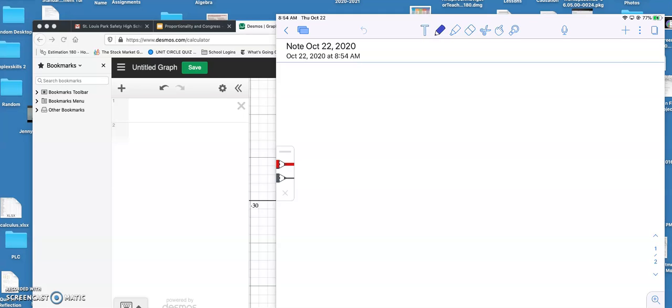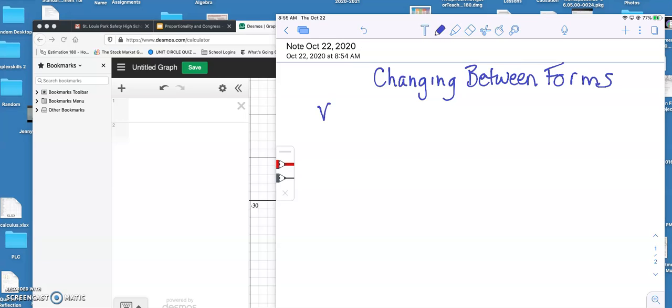So today we're going to talk about changing between forms of a quadratic. We've talked about two forms and we're going to add a third form. I guess the second one we talked about was vertex form: y equals a(x minus h) squared plus k.